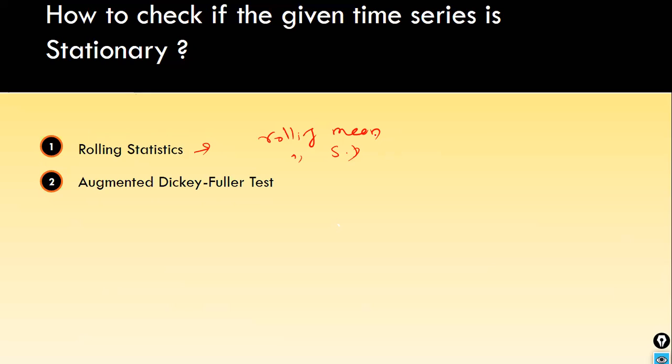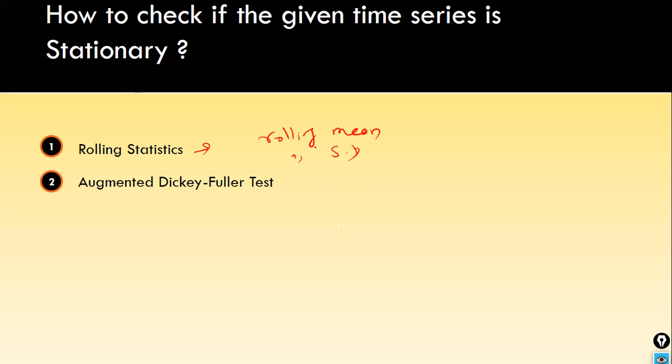So in this case, if the time series is stationary, this will remain constant with time. With the naked eye itself, we can find out. The next one is the statistical test. If the p-value is less than alpha, we are going to reject the null hypothesis. We are going to say, yes, it is stationary. If you are able to reject it, then it is stationary.